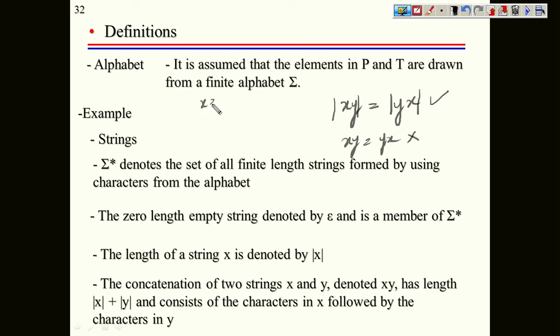So let us say x equals abc and y equals efg, then this is 3, and this is 3. So you can see that |x| plus |y| or |y| plus |x| is actually 6 in terms of size. But if I say xy, this will be a, b, c, e, f, g. But if I say yx, this will be e, f, g, a, b, c, which is not the same. So these are some very fundamental properties that you have to keep in mind when we talk about strings and string matching.